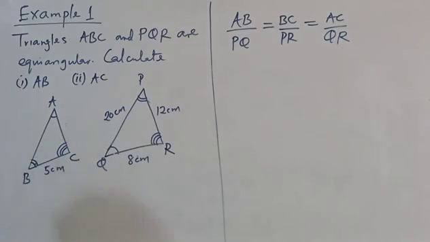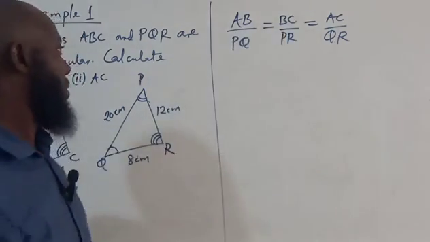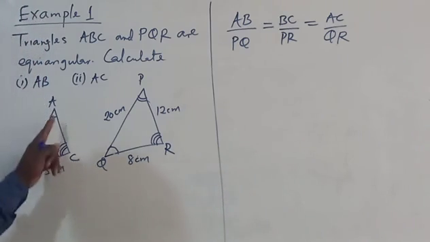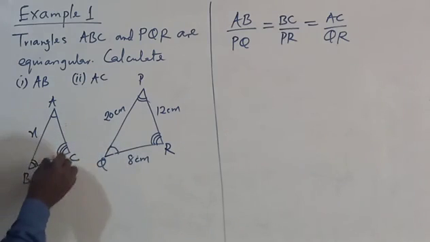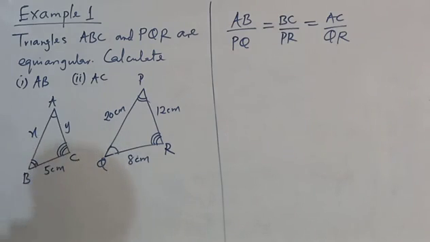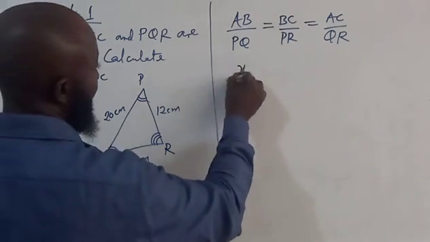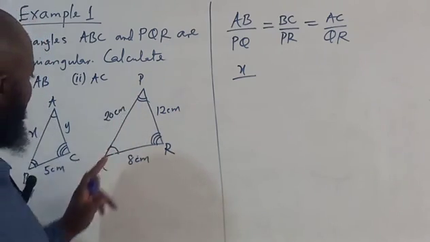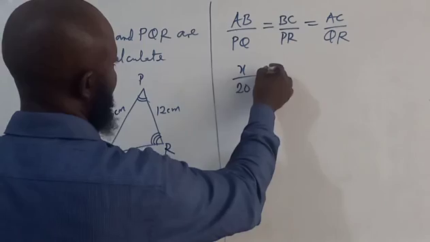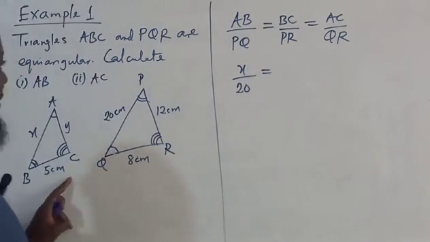So we want to find. The next stage is to put in the values so that we know what we're looking for. AB we don't know. Let AB be X, and AC be Y, to be easier for us. So AB is X. Then PQ is 20 centimeters. BC is 5 centimeters.